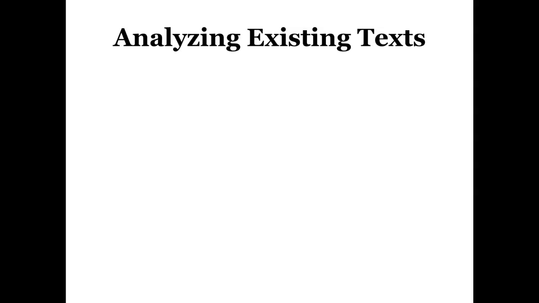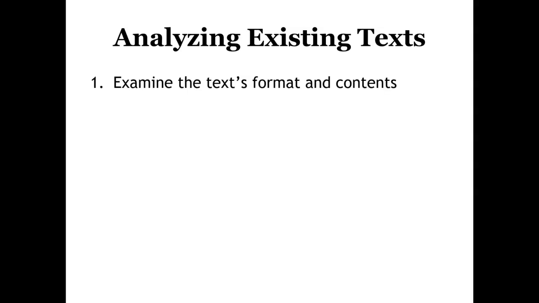Let's look at some ways you can use to analyze existing texts. I'm going to give you some steps here. You probably want to write these down. The first thing you want to do is examine the text. What is its format? What are its contents? So, how is it presented? What does it say? Then, determine the purpose of that text. What is it for? What function is it serving?